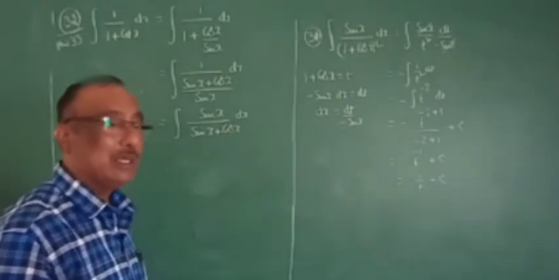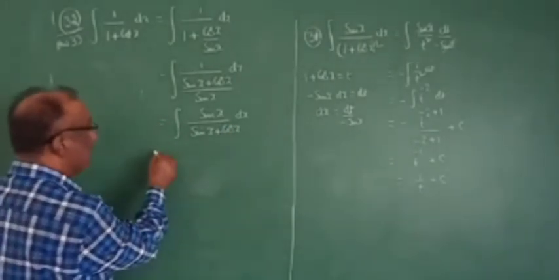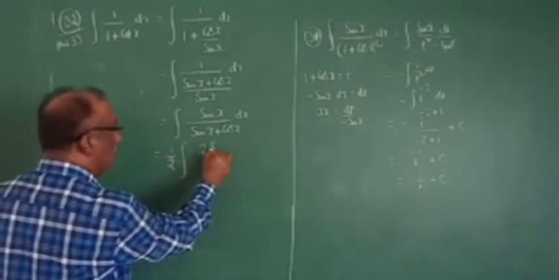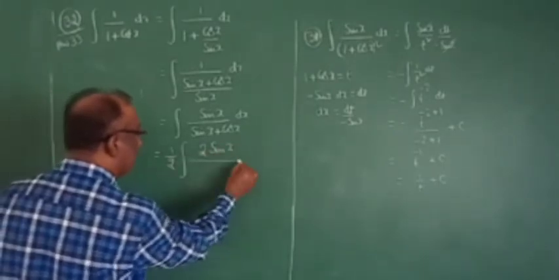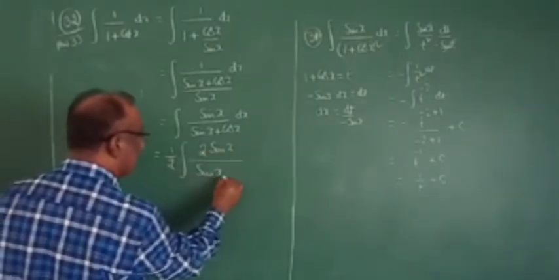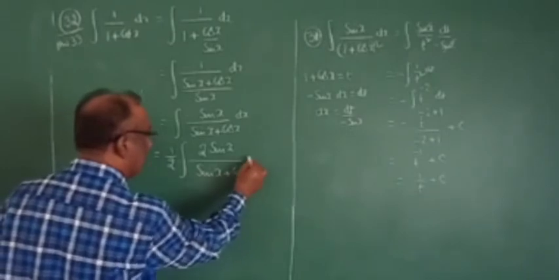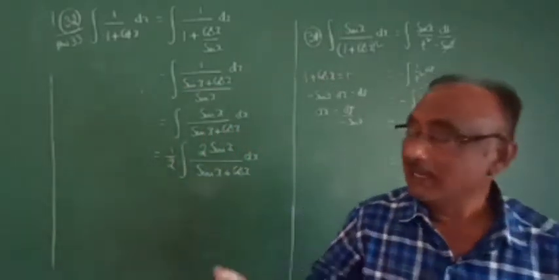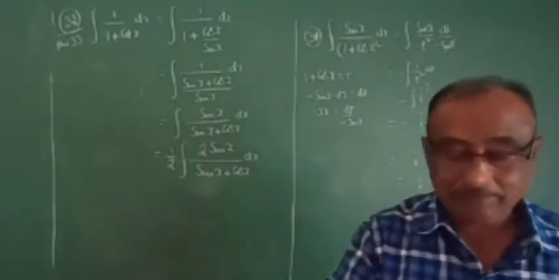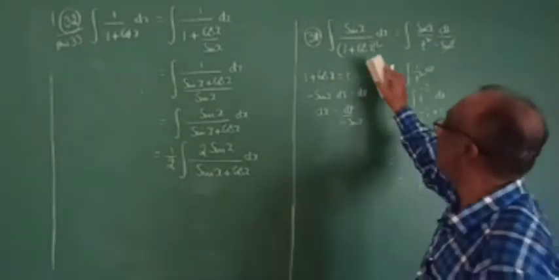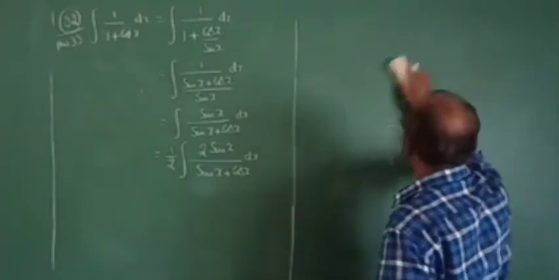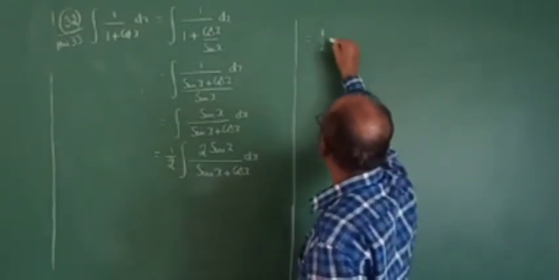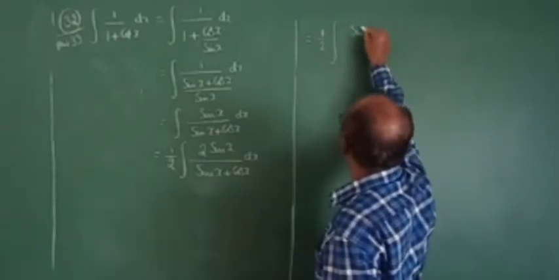Next step I am going to do. First I am writing multiply with 2 and divide with 2: 2 sin x by sin x plus cos x, into dx, right? One more step: 2 sin x I am going to write as 1 by 2 times the integral of sin x plus sin x.